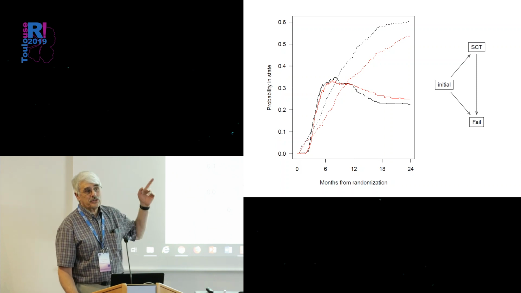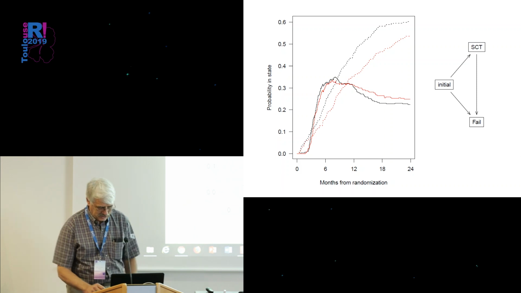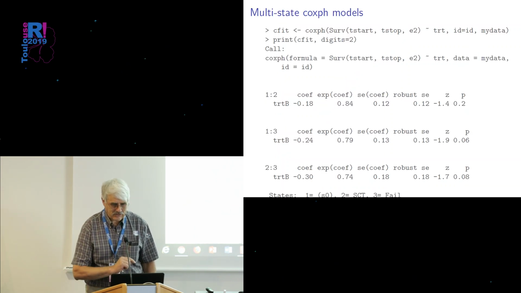If I were to draw all 3 curves here, which is entry, transplant, failure, they would add to 1, because everyone's got to be somewhere. Kind of a basic rule.